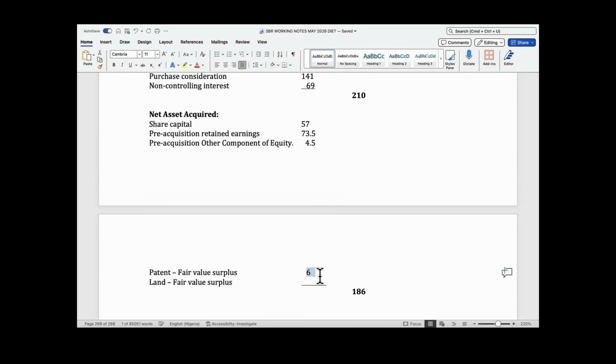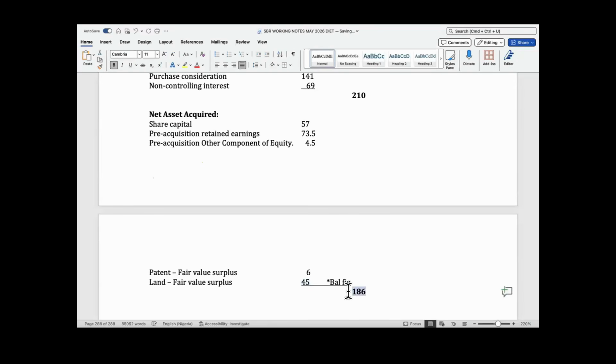141. Okay. So what's 141 minus 186? 45. Okay. So just know that this one you're seeing here is a balancing figure. It's a balancing figure, 45.